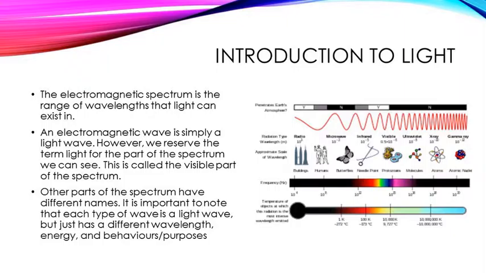It's important to note that each type of wave is a light wave, but just has a different wavelength and behaviors and purposes. So the visible light spectrum is what we can see, and is usually this rainbow here. Longer waves include radio and microwaves, and shorter waves include gamma and X-rays.